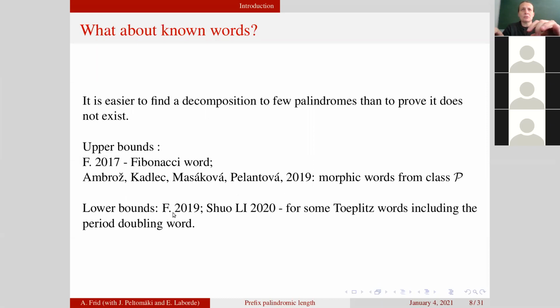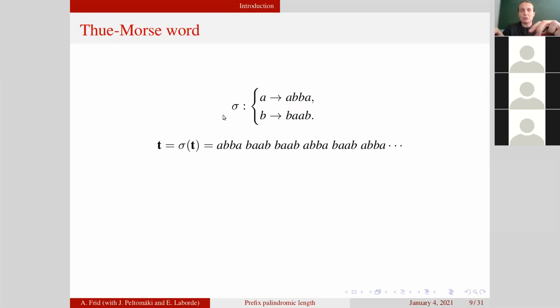I just know two results. One of them is mine. It is on some very specific Toeplitz words. And the growth of the supremum is also logarithmic. And the only precise result on the prefix palindromic length before was on the Thue-Morse word. It was proven last year, nearly simultaneously by me and by Shuo Li, who is here, I guess. And it is a precise function of the prefix palindromic length of the Thue-Morse word.